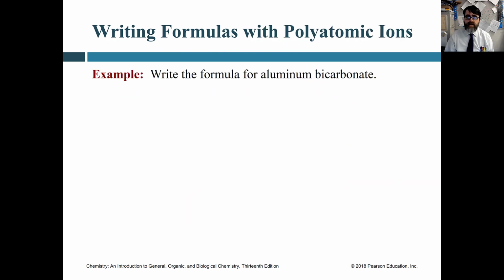The one they want us to do here as an example is aluminum bicarbonate. So aluminum has a 3+ charge. Bicarbonate, you look that up on your list of polyatomic ions, you'll find out that it's an HCO3 and it has a 1- charge. And so we do the crisscross thing and we end up with Al, parentheses, HCO3, close parentheses 3. Sodium hydroxide.